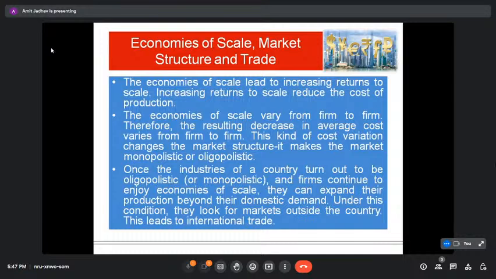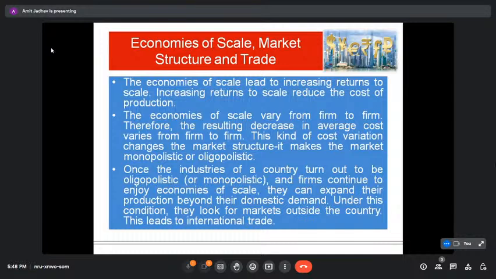So basically, because of the economies of scale, those producers who are getting the economies of scale are able to produce a higher amount of production. Okay, so they can get the economies of scale, and their economies of scale are different for different firms. They are getting different economies of scale, and that's why each and every firm has a different average cost curve, and it will help to change the market structure, and the market structure can become a monopolistic or oligopolistic market.